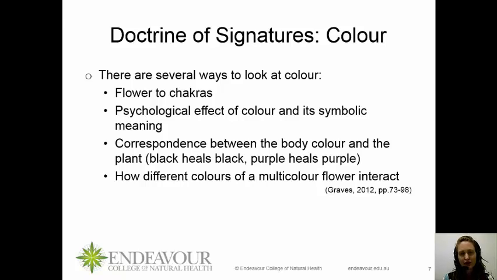So the first doctrine of signatures to look at is colour, and there are lots of ways to look at colour, and there is no perfect way to look at colour in doctrine of signatures. So the first is related to chakras. This obviously came out of the Indian yogic tradition from philosophy, and some people relate very easily to that system and others don't. I'll give you a couple of examples of chakras as we move through.